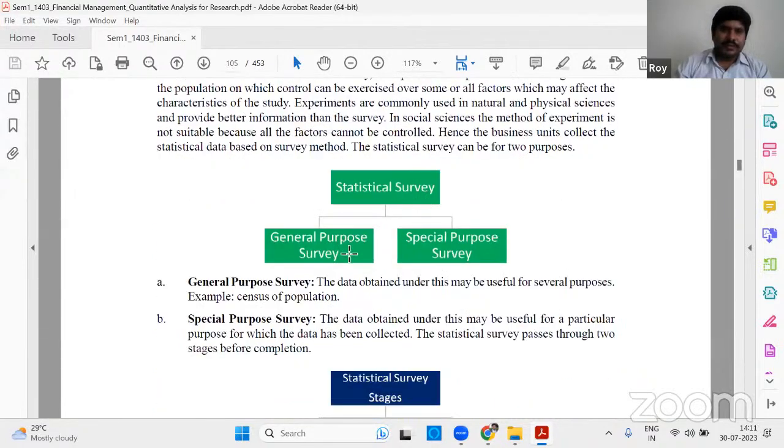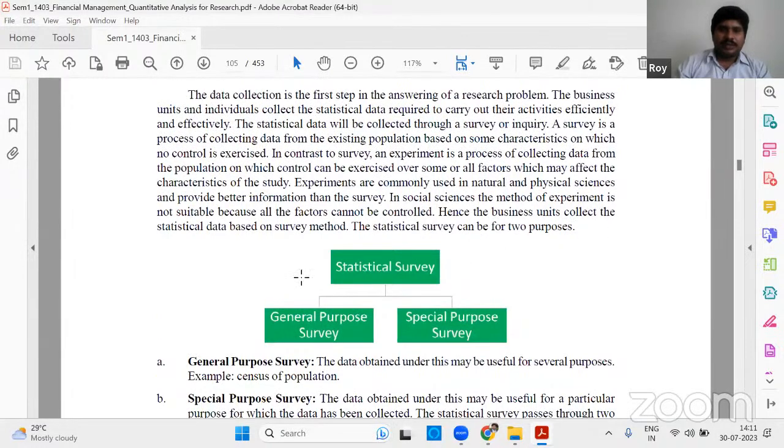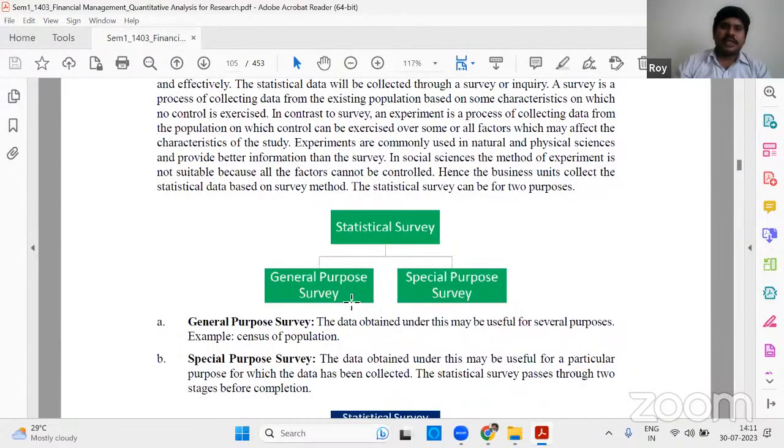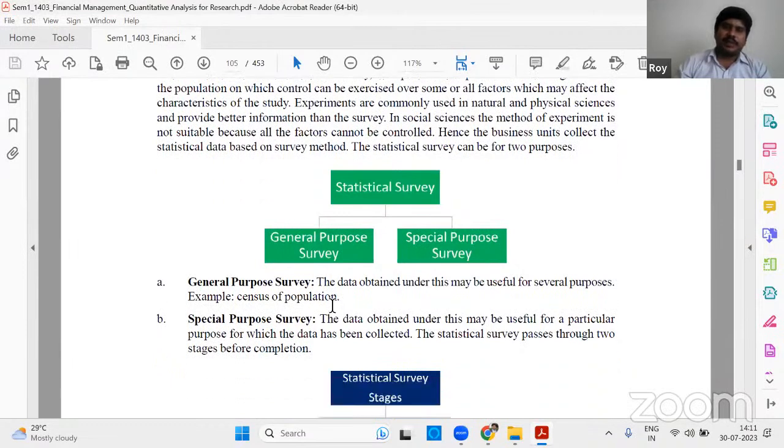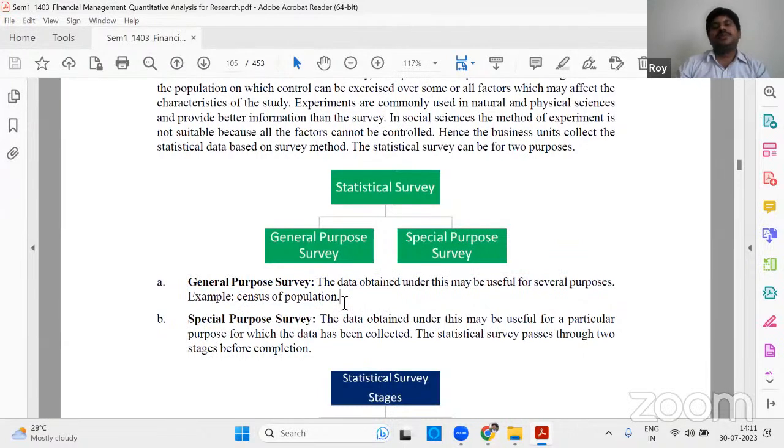Okay. And see this, there are statistical survey data based on the general purpose survey and special purpose survey. What is general purpose? The data obtained under this may be useful for several purposes. Example, census of population, right? This is the data to know how many members are there. This is general purpose. Based on the census of population, how many people are there, you can draw many solutions from that.